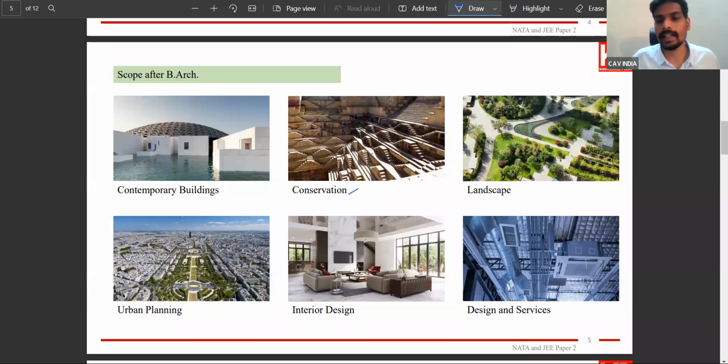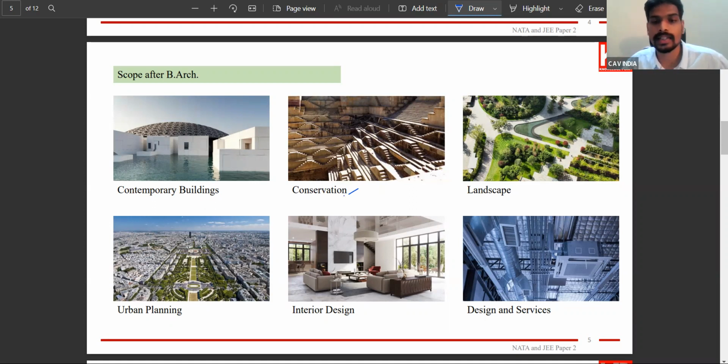Conservation basically is a field which focuses on historic buildings: how to protect historic buildings from their dilapidated condition, how to repair them, how to retrofit them. There are levels of conservation, right? So conservation is basically protecting heritage structures.